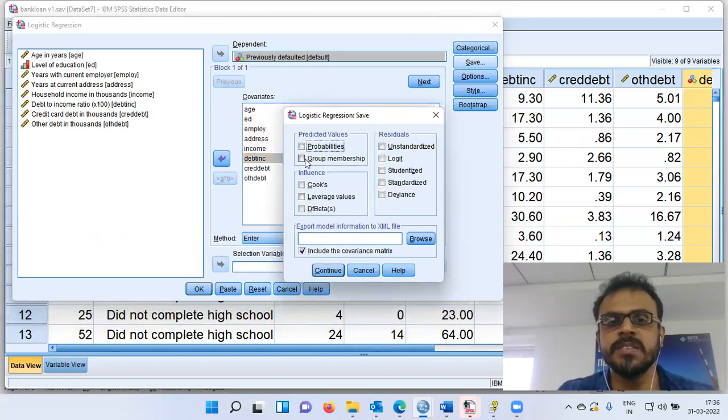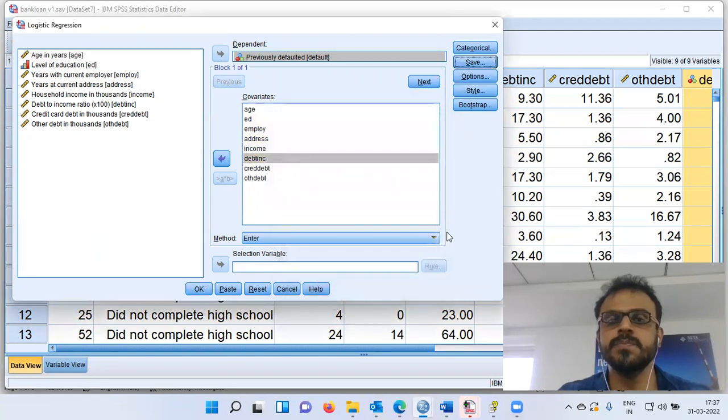Here, within Save, you can save a lot of additional columns, but I will choose 2 variables: save the probabilities as well as the group membership. What this does is, in my data editor window of SPSS, it will create 2 columns, which will indicate the model predicted category. It will also tell me the propensity with which the model is estimating whether a person will default or not. So I'm interested in these 2 variables, predicted probabilities and group membership. I'll choose the option continue.